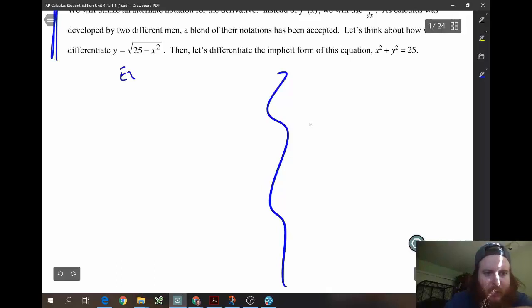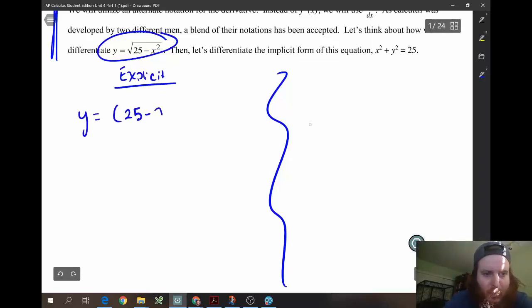So this is going to be the explicit version. And for our explicit version, we're going to be using y equals the square root of 25 minus x squared. So we're going to start off with y equals. Now I'm going to rewrite this as 25 minus x squared to the 1/2 power. And this is just a circle, but this is the top of a circle. So if this was 5 and negative 5, this is the top side of the circle. The bottom side would be, if I put a negative in front, that would give us the bottom side. But if I just have the positive side, then it's the top side of the circle.